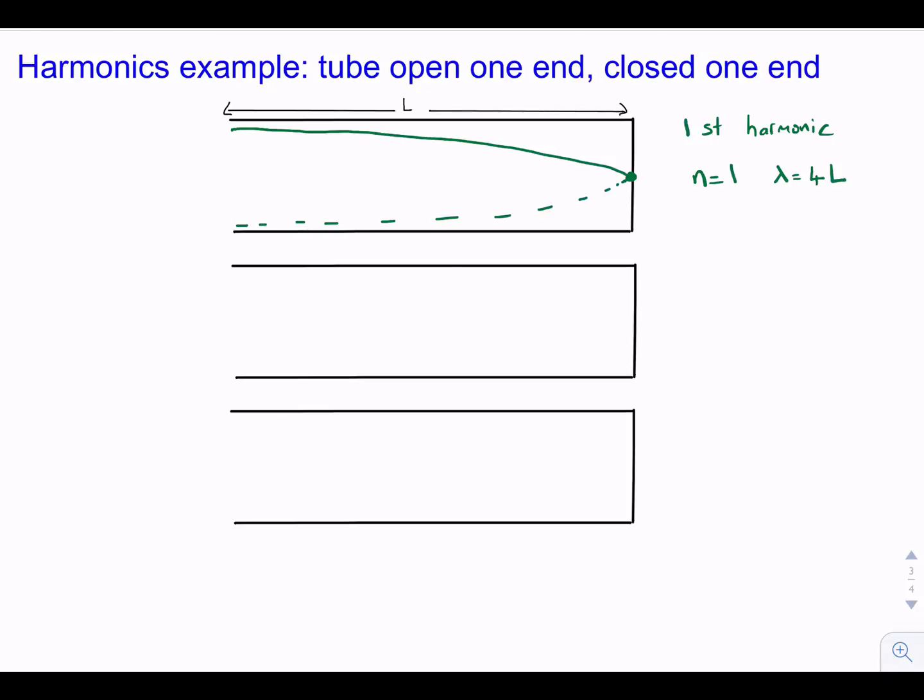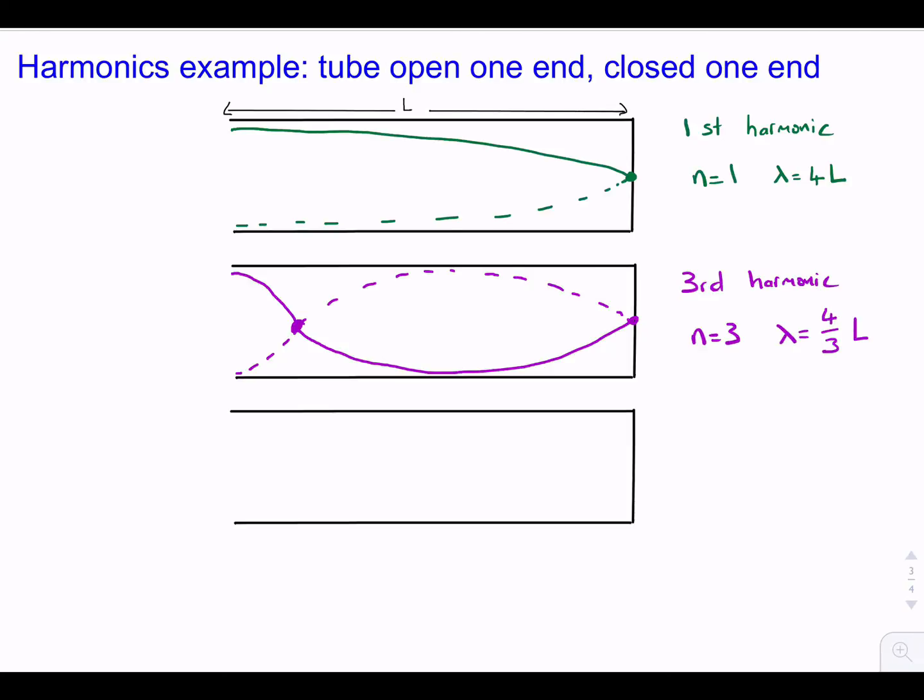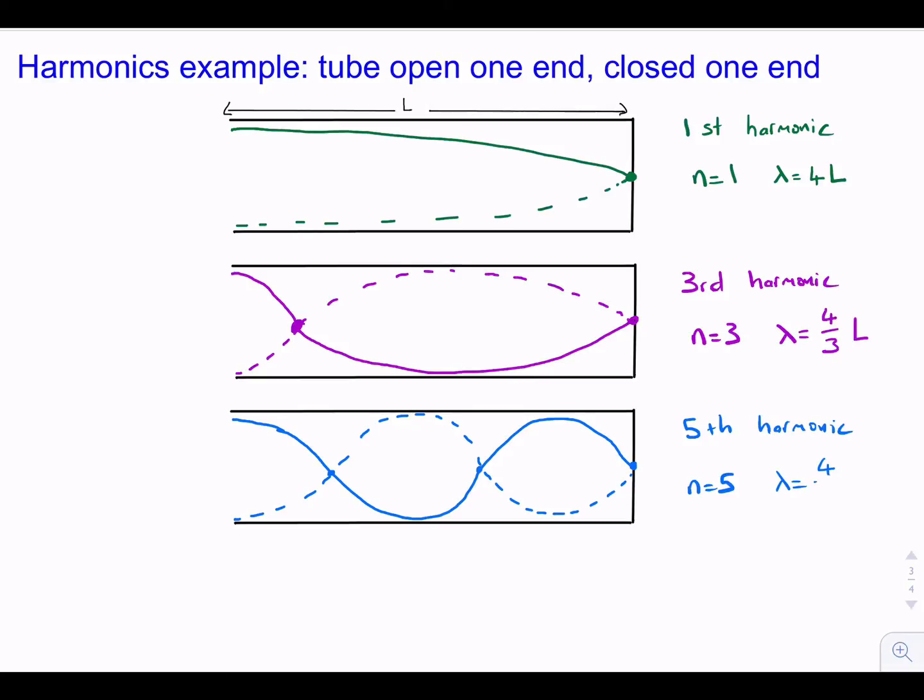The second harmonic is not going to fit in this system because of our constraints of one fixed end and one open end, so we have to skip it and go to the third harmonic. Here n equals 3, we can draw it as such, and lambda equals 4 on 3 L. Again, we can't draw the fourth harmonic because that would require both ends to be fixed, which they're not. So we go on to the fifth harmonic, n equals 5, and we can see that lambda equals 4 on 5 L. So let's generalize this.